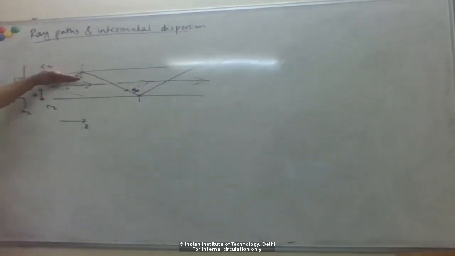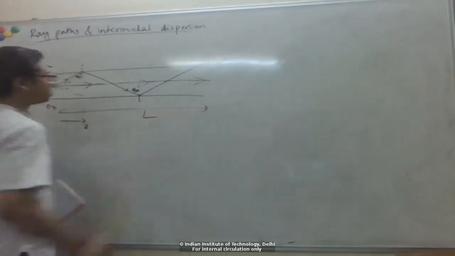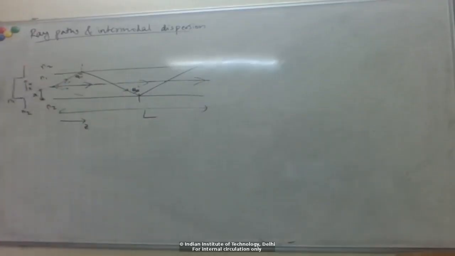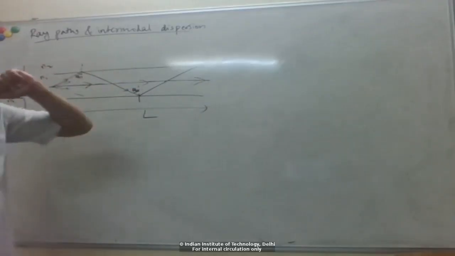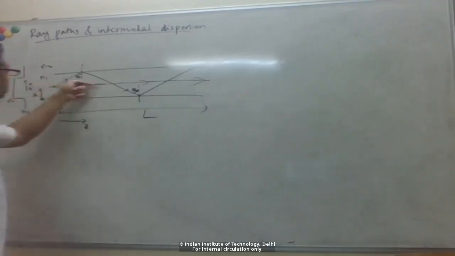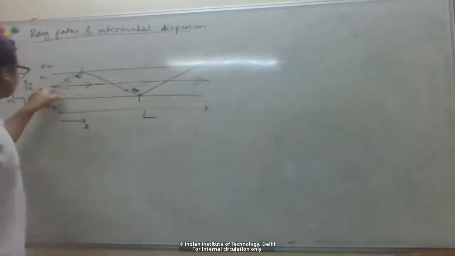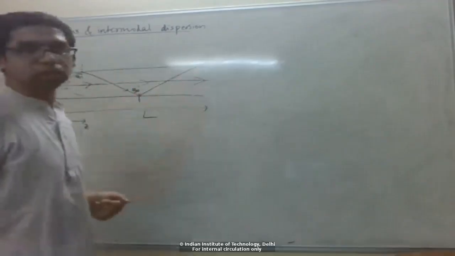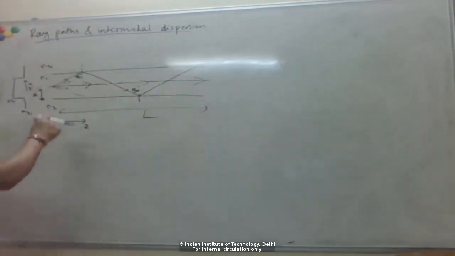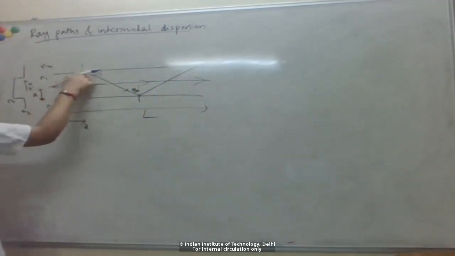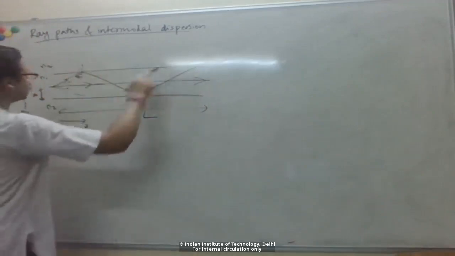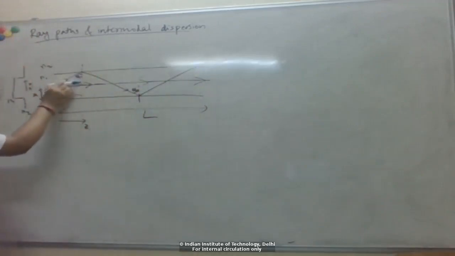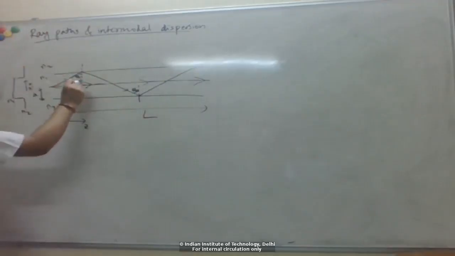Now you can see all these rays are traveling. Let's say you have a total length L here. All these rays are traveling different distances. The one which is traveling straight through is traveling a length L. But as I increase the angle, because they are going at an angle, they travel more distance. The maximum distance is traveled by the extremal ray here, which makes an angle theta c.